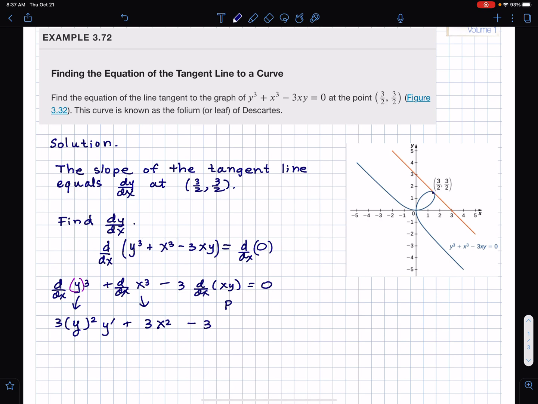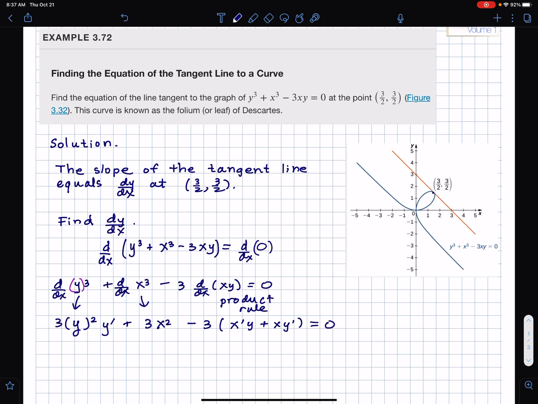Now for this next piece, we use the product rule, because we have a product of two factors, x and y, multiplied together. So taking the derivative, we use the product rule. We have x prime y plus x y prime. The product rule says take the derivative of the first factor, leave the second factor alone, plus leave the first factor alone, derivative of the second factor. And then we write down the right-hand side is 0.